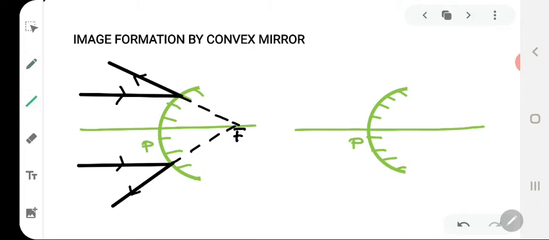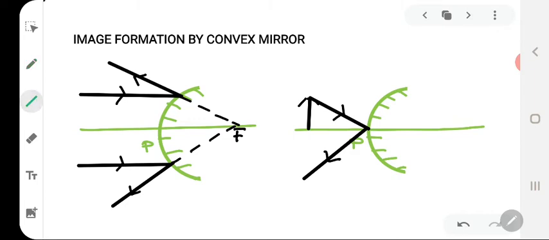Like for instance, if the object is kept at this particular position, how is the image going to be formed? Let us consider the two special rays. The one which is traveling obliquely to the principal axis, we know that after reflection it will travel at the same angle as the angle of incidence.